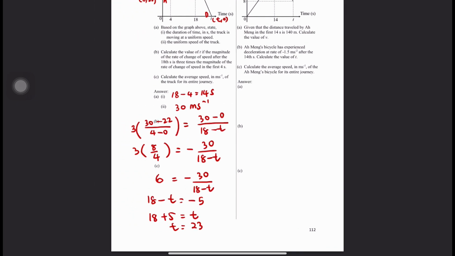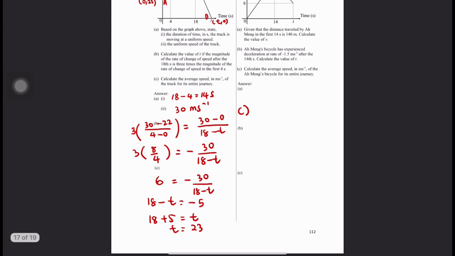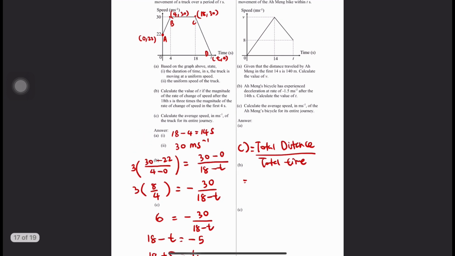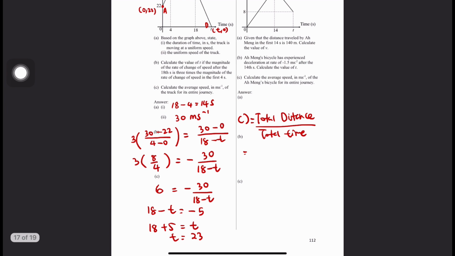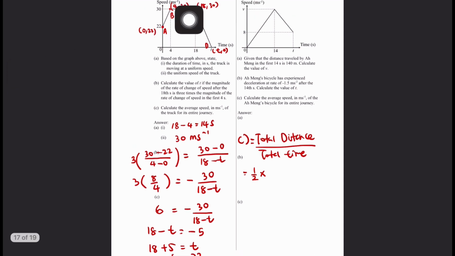Okay, C. Calculate the average speed. Average speed is total distance over total time. Okay, so kita kira total distance. So kalau total distance, so maksud dia area under the graph, semua ni. Boleh? Okay, so area, so kita ada 1 over 2 times parallel 30 plus 22, times base 4. Okay, ni first part.